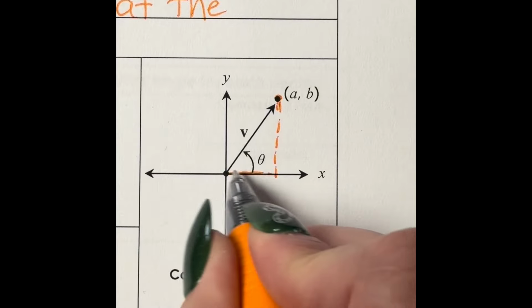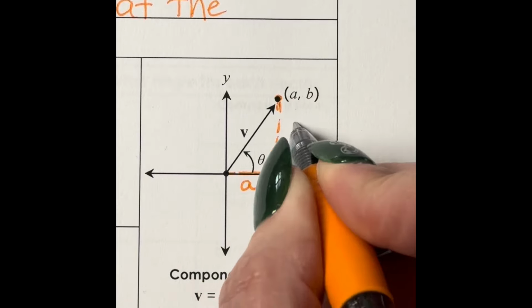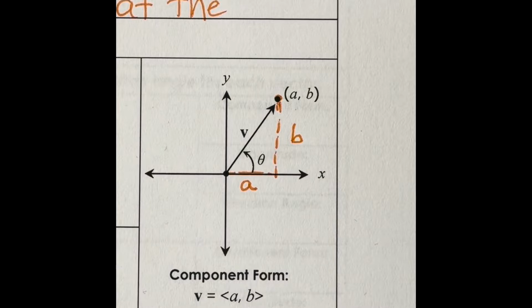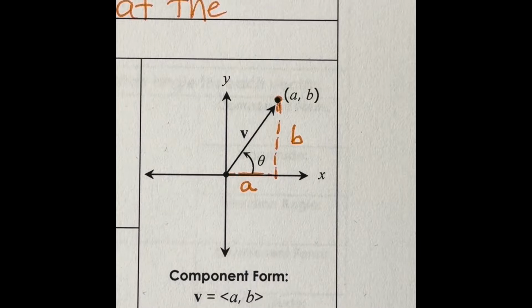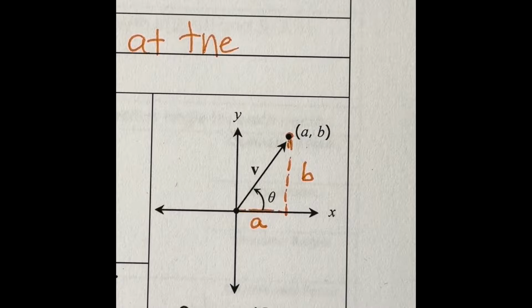Our horizontal length is just the x, which is a in this case. Our vertical length is just the y, and that is b in this case. So we have this triangle, and that's where we can just take the magnitude being a squared plus b squared, right? So it's a squared plus b squared equals c squared, which is our vector magnitude.